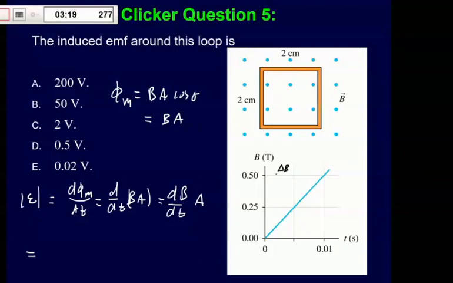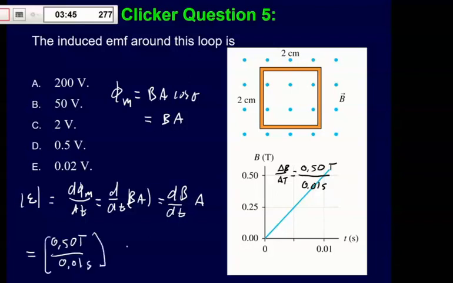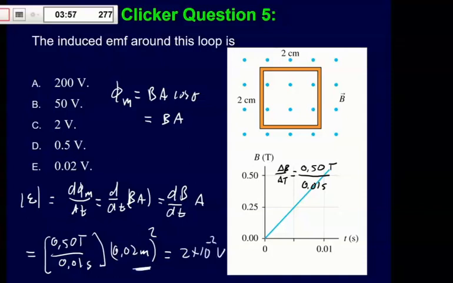The slope of this dB/dt would be: on the top you're increasing by 0.5 Tesla, and on the bottom you're going over 0.01 seconds. That's how we would set that up. So in our particular case, we've got the 0.50 Tesla over the 0.01 seconds, times the area, which would be 0.02 meters squared. When I did that, I got 2 times 10 to the negative 2 volts. Some people, if you put in centimeters, may be a little bit off there.